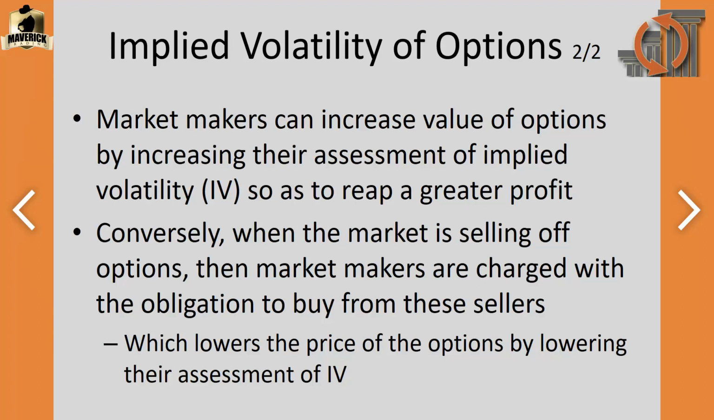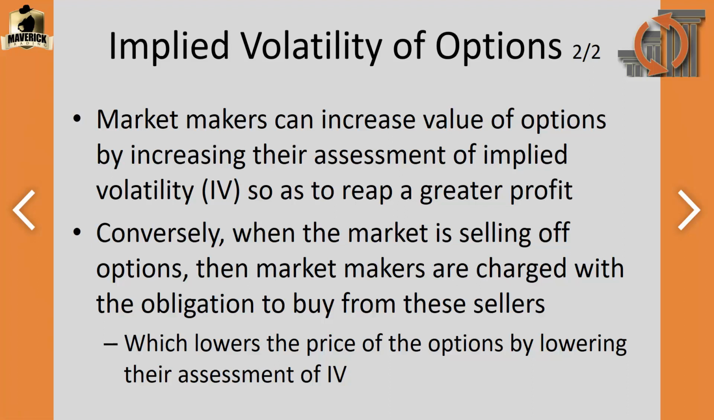If the market's selling off, the options are falling in value, the market maker is being forced to buy, well, he might reduce his prices. He might say, I want to buy, I'll keep buying, but I'm going to reduce those down. So the option price is going to move back and forth based on market movements, market factors, supply and demand, and so forth.